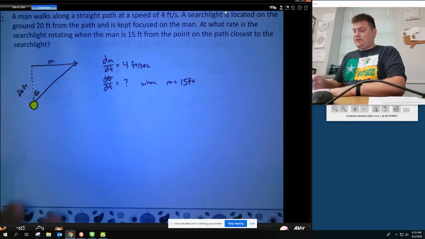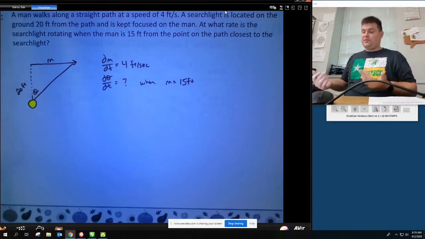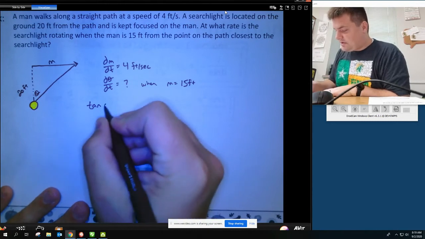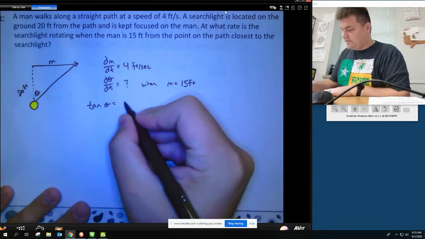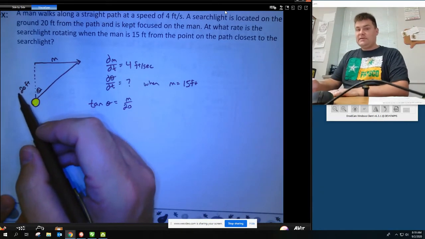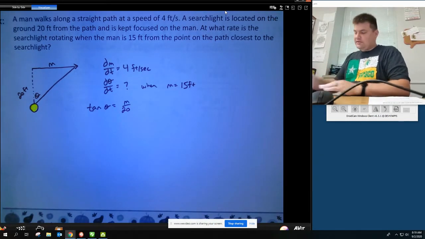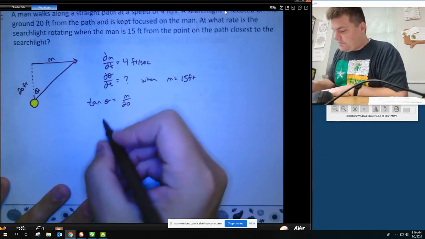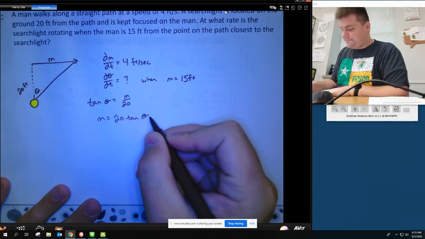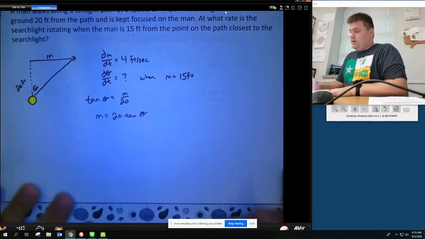So we have to think of some relationship with this triangle. Since we have angles involved, we have to use trig. In this case, it's going to be tangent. Tangent theta equals opposite over adjacent. If you notice, the 20 feet is a constant. It's not changing, so I'm just going to put the constant value in there to make life a little bit easier. If I solve for m, I get m equals 20 tangent of theta. This is the hard part to set up. Once you have the setup, you're good to go.